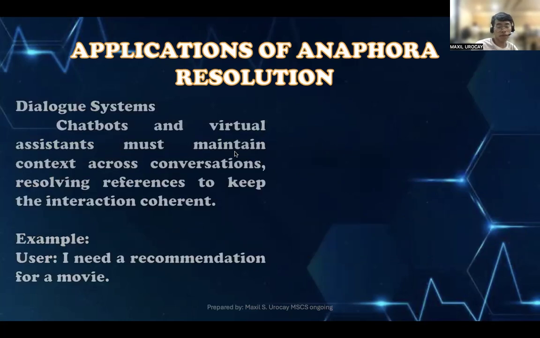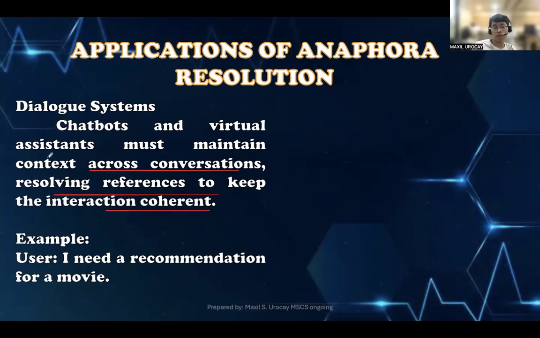Hopefully, that's easy for you to interpret and understand. Now, we can also apply anaphora resolution in dialogue systems. When we say dialogue systems, chatbots and virtual assistants must maintain context across a conversation, resolving references to keep the interaction coherent. For example, I need a recommendation for a movie.